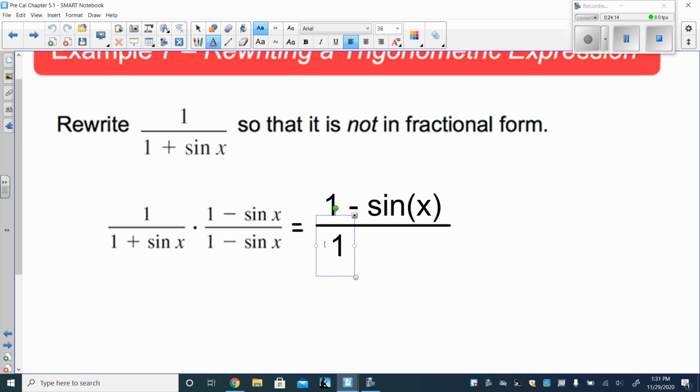Now in the denominator, we're going to have our 1. Because it's a difference of signs, the middle term cancels out: we'd have 1 times 1 is 1, then minus sine of x plus sine of x, which would cancel. And then we would just be left with 1 minus sine squared of x.